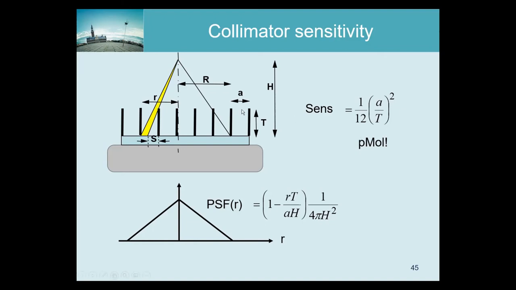Now, if you have a collimator, typical sizes would be A around 1 millimeter and T 2 centimeters. So that would be 1/20 here, squared is 1/400. And with that 12 here, it's about 1 in 5,000. It depends on the collimator. Higher resolution collimators will see fewer photons, high sensitivity collimators will see a bit more. So the order of magnitude is correct.